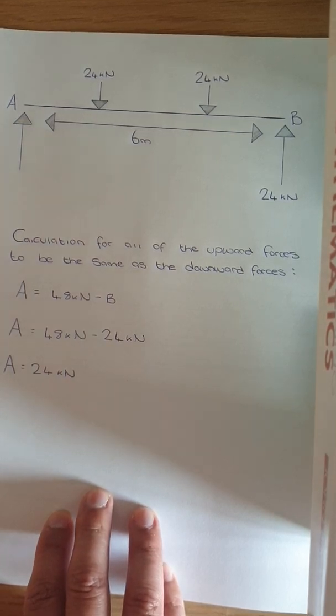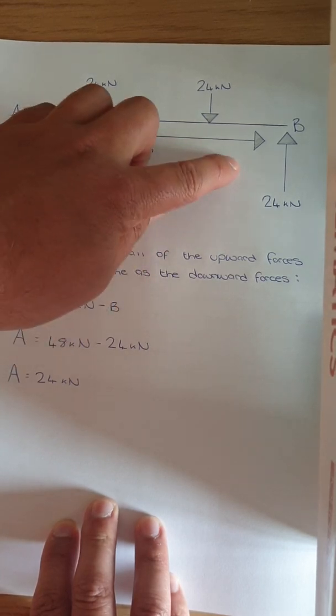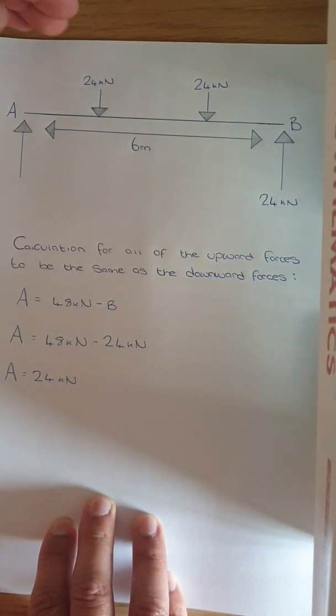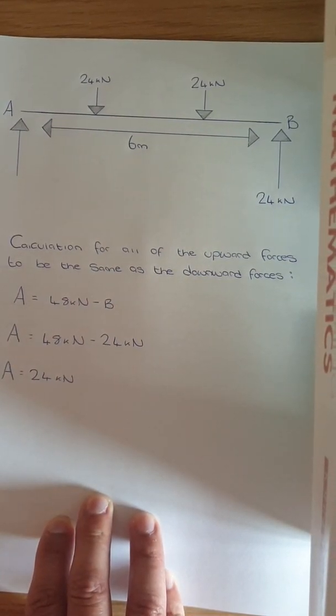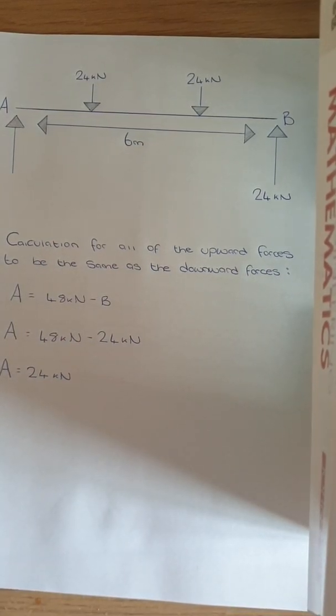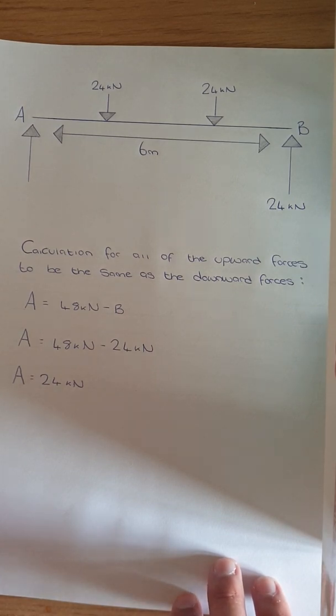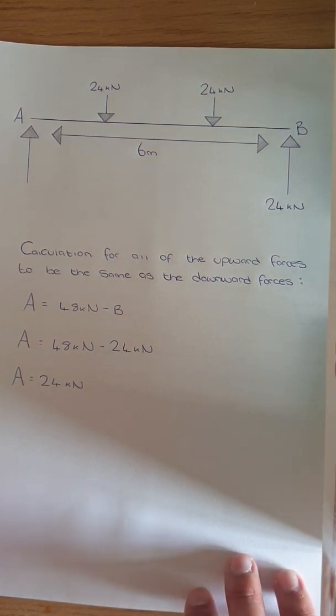And we can see, it's quite an easy example, we have 24 kilonewtons pushing up, 24 kilonewtons pushing up, which is 48, and then 24 kilonewtons pushing down, and 24 kilonewtons again, which is 48. So that means that the upward force and the downward force are the same, which means that this beam is in equilibrium and will not move.